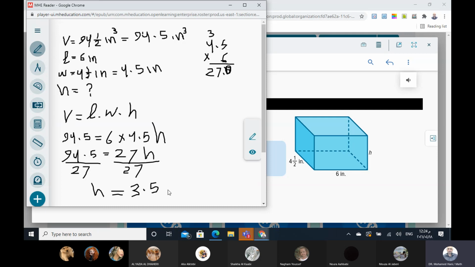The answer will be 3.5. Who can tell me what is the unit here? Cubic inches. But this is not volume. This is just one dimension. Oh, sorry, units, I think. Just inch. This is the height, just inch. Just the volume, cubic unit. Who has any question here?